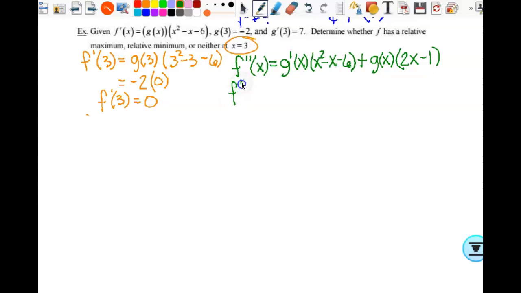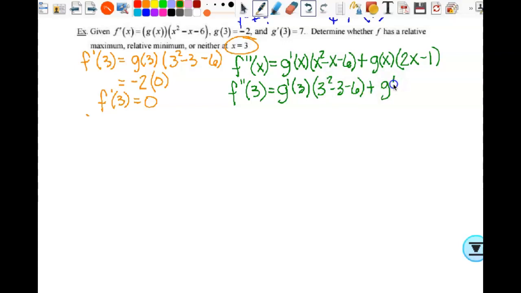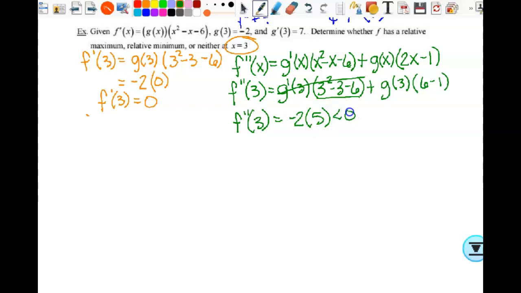Okay, so F double prime of 3 equals G prime of 3 times x squared. Oh, well, that would be a 3. 3 squared minus 3 minus 6 plus G of 3 times 6 minus 1. Okay. Well, this right here is 0, right? So that's all irrelevant there. What's G of 3? So F double prime of 3 equals negative 2 times 5, and that is less than 0.